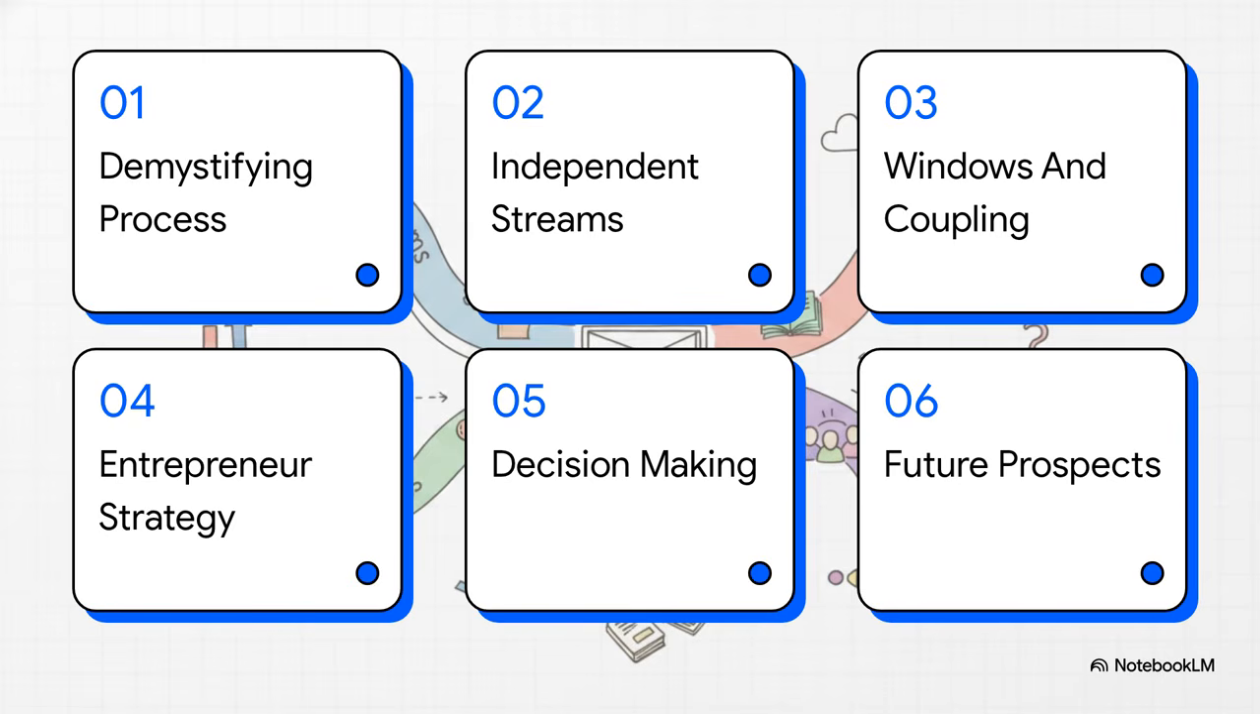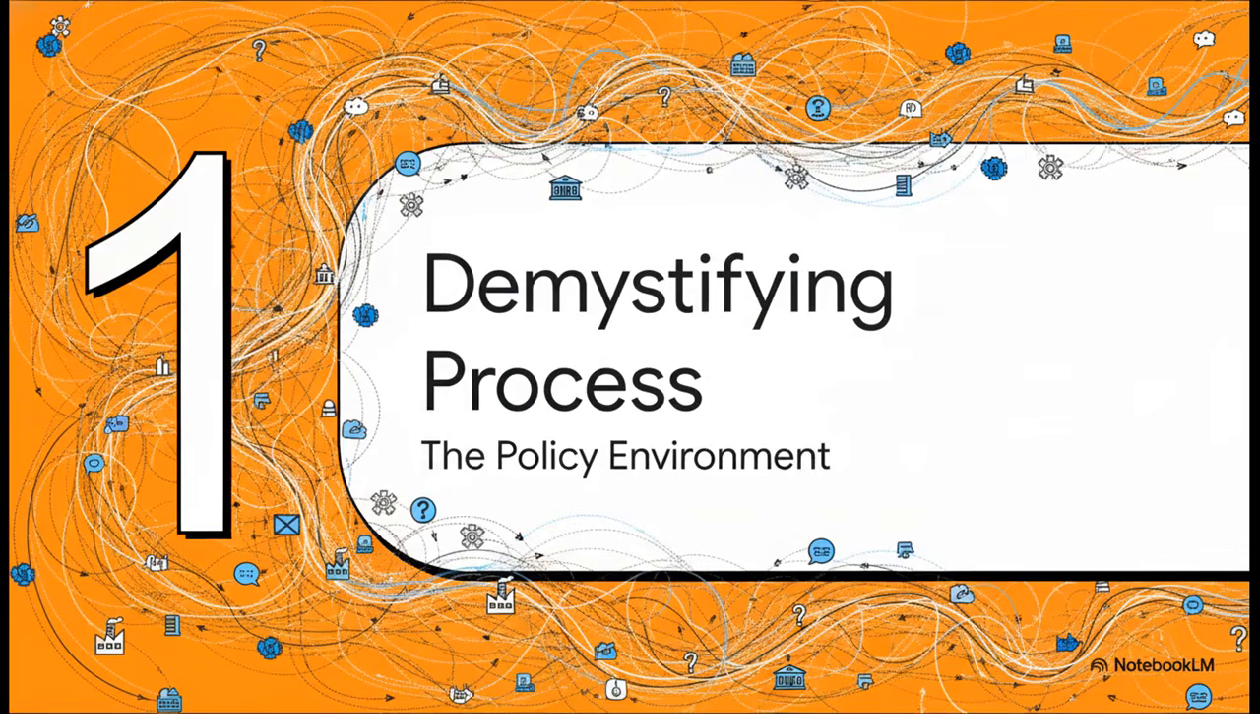Here is our roadmap for today. First, demystifying the policy process. Second, the three independent streams. Third, policy windows and coupling. Fourth, the entrepreneurial strategy. Fifth, evolutions and decision-making. And finally, future prospects of MSF. Let's jump right in.